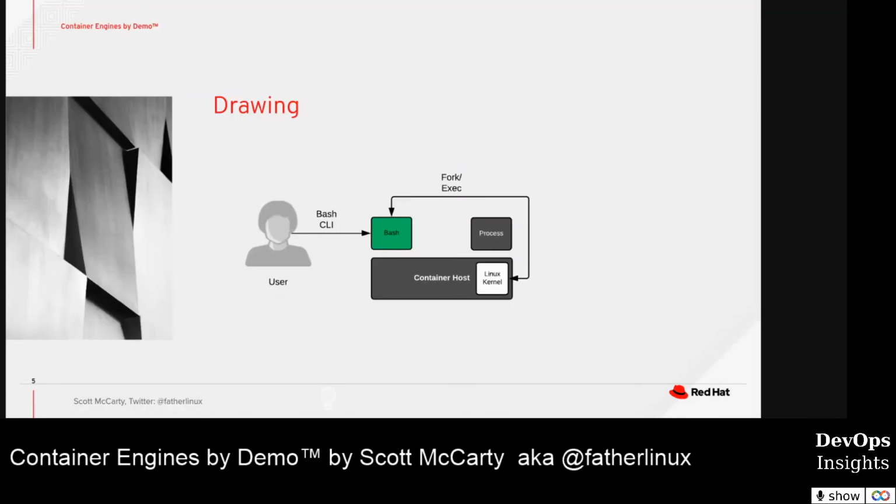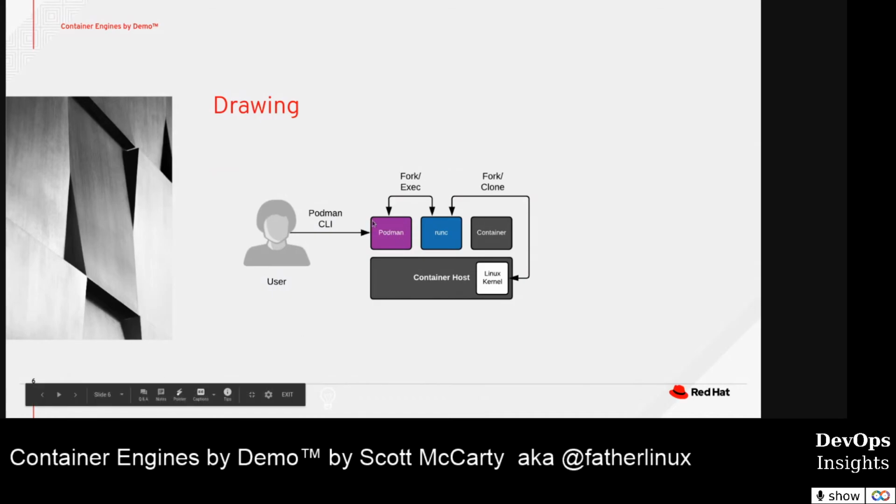The first one, I call the discerning container connoisseur. If you look at regular Linux processes, Bash talks to the Linux kernel. It does an exec or a fork, and then a process gets created. Then if you look at something like Podman, and honestly, you can fill in Docker here as well. It doesn't matter. Or containerd or CRI-O.